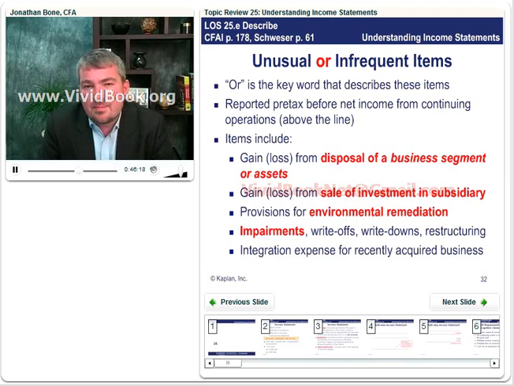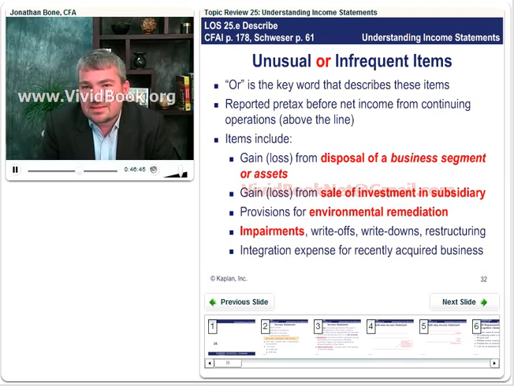Impairments. Now impairments are when essentially the fair value of a balance sheet asset has fallen below its carrying value. Whenever you hear the phrase carrying value, it just means the value in the balance sheet. So if fair value has dropped below the carrying value, you have an impairment and you have to reduce the balance sheet value of the asset. This reduction in the asset goes through as an unusual or infrequent item as an expense in the income statement.